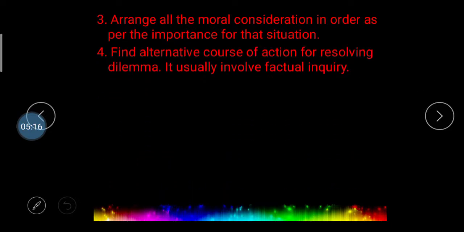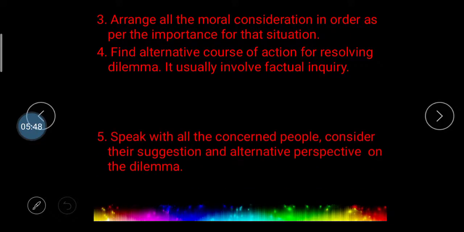Then in the fourth step, he finds an alternative course of action to resolve this type of dilemma, and it usually involves factual inquiry. Continuing with our example, a person finds out that this type of illegal activity is being carried out in his company. So he inquires about how and why these activities are being allowed by the higher authorities. And then after that, he tries to resolve it.